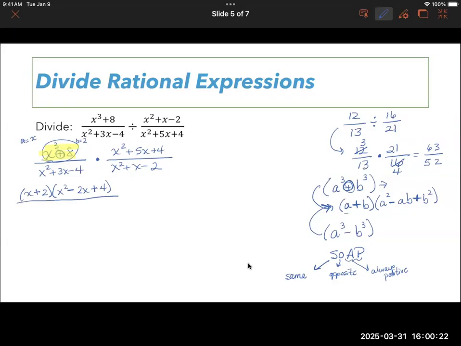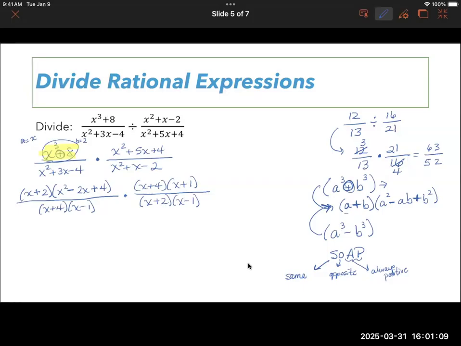All right, continuing to our first denominator, x squared plus 3x minus 4 is going to become x plus 4 times x minus 1. X squared plus 5x plus 4 is going to become x plus 4 times x plus 1 in factored form, and x squared plus x minus 2 will be x plus 2 times x minus 1 in factored form.